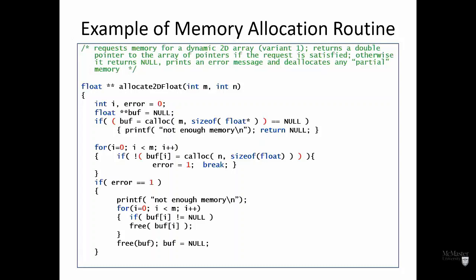If they return null, that means they failed. And then you say printf not enough memory. You already failed. Good? And this is for the first array, which is the array of pointers. And then afterwards, you do a loop. You try to allocate each array separately. And you do the same check. If it fails, what would happen?